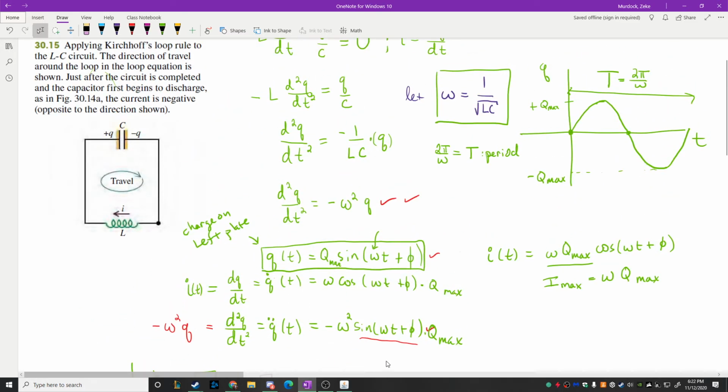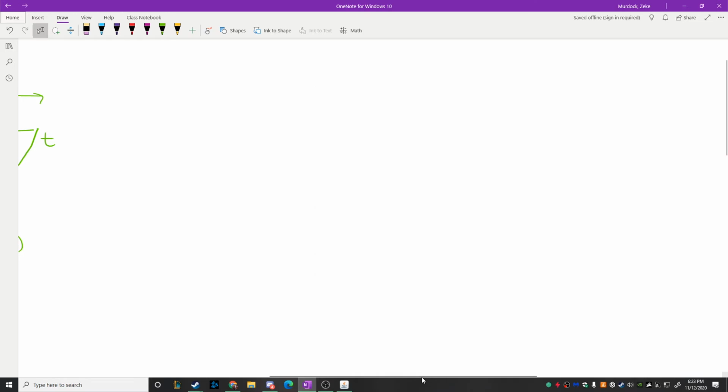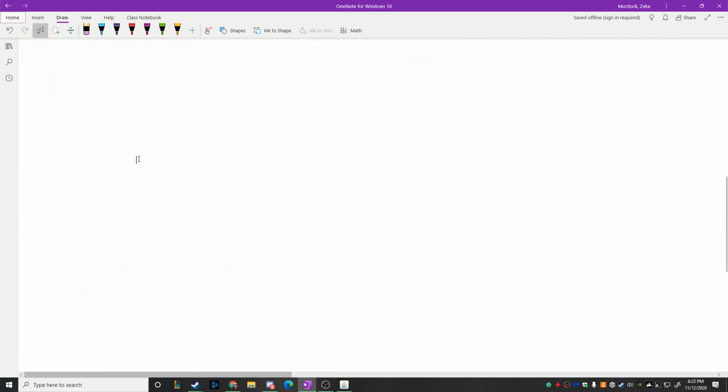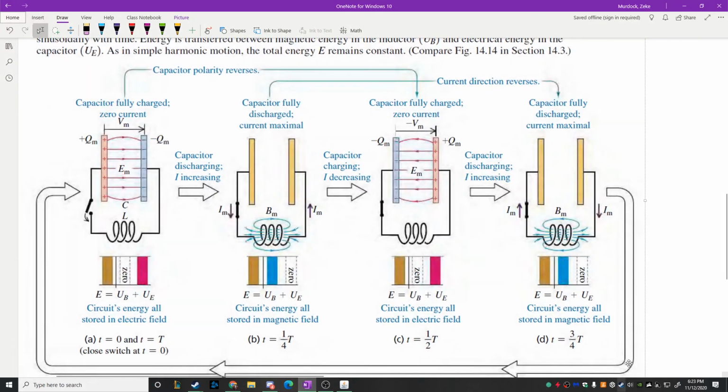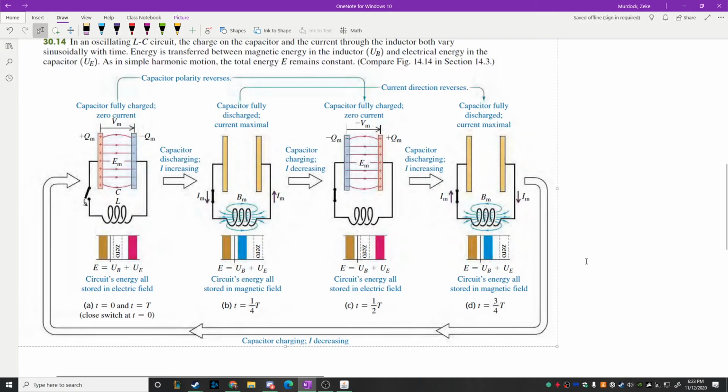There's a nice thing that your book does here, which visualizes all the stages of this process, so you can understand what's happening in terms of the energy, as Ash pointed out. So it's a repetitive process. It goes through one full oscillation in this picture right here.